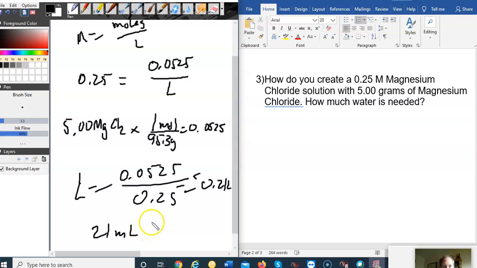So what you're basically going to do is take your 5 grams of magnesium chloride and dissolve it in 21 milliliters of water, and you'll get a 0.25 molar solution. Okay, that makes sense.